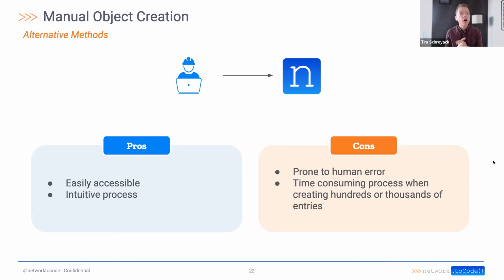One of the final methods here is manual object creation, right? Just go do it by hand. It is absolutely a possible way. Some of the pros here, right? It's very simple to do. You go into the UI, you open up a device, you add it in. It's pretty straightforward. It's quite intuitive.